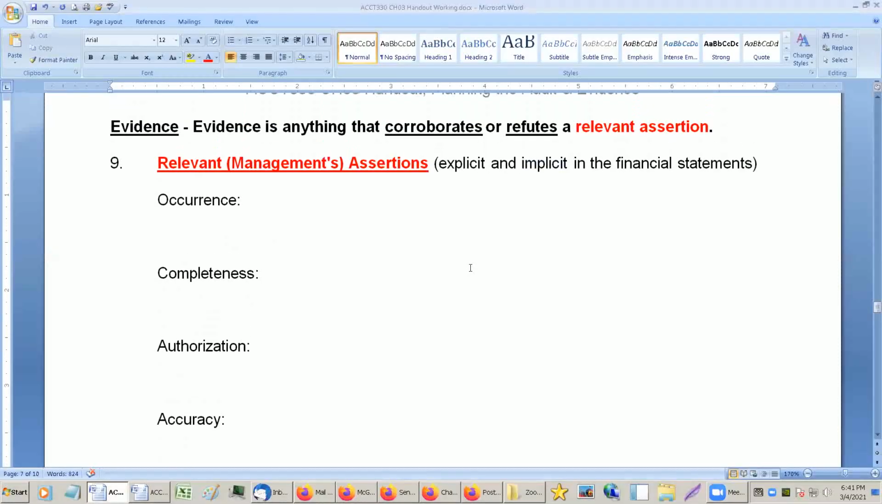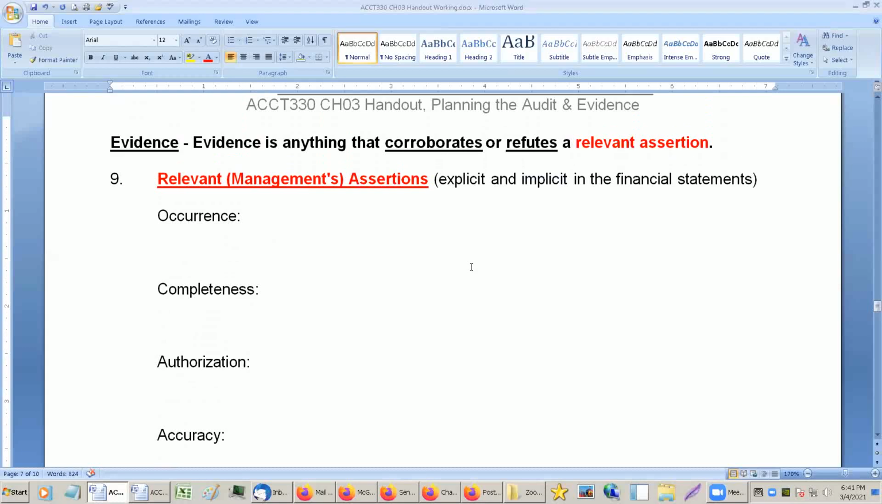Okay. So let's go with some of these assertions and see what they mean. Let me make these all red. Okay. So occurrence. What does that mean? A sale has occurred. So if there's a sale in the financial statements, say on the income statement, that transaction has actually occurred. I should probably say a sales transaction. That's not how you spell occurred? Oh, 2 R's. My wife was an English professor, and she'd be giggling right now.